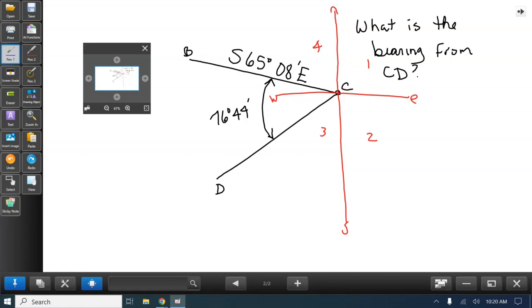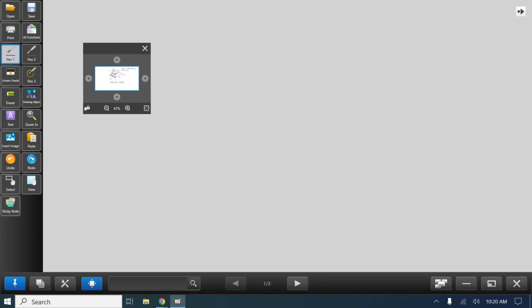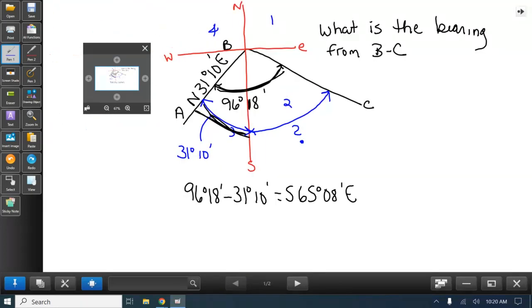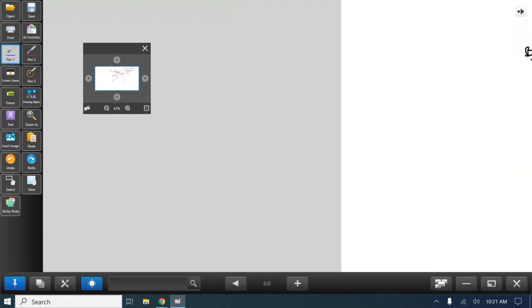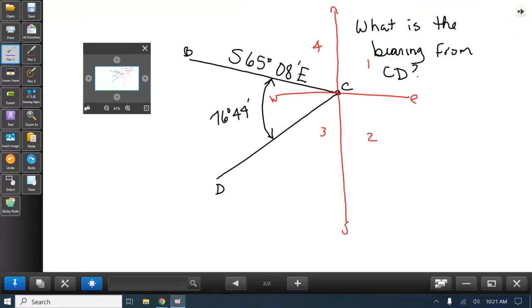So now I'm going from, so if we were coming B to C and we were on this page, it was in quadrant 2. Now I'm taking that same line. What quadrant is it in now? It's in quadrant 3. This one. Oh, that was in quadrant 4. Okay, so the bearing is the angle it makes from the north.